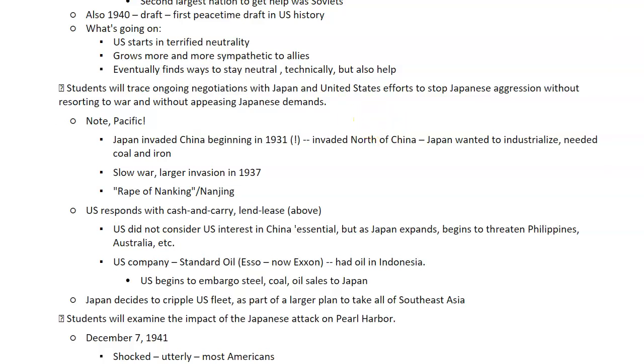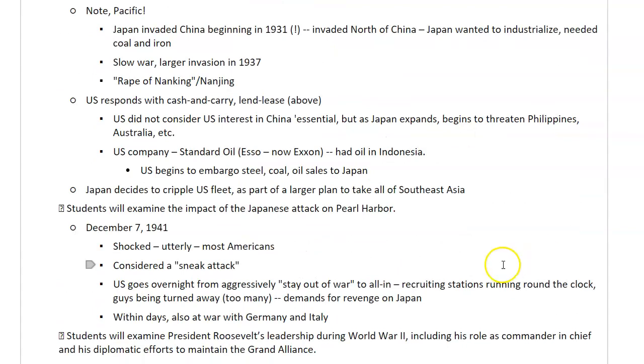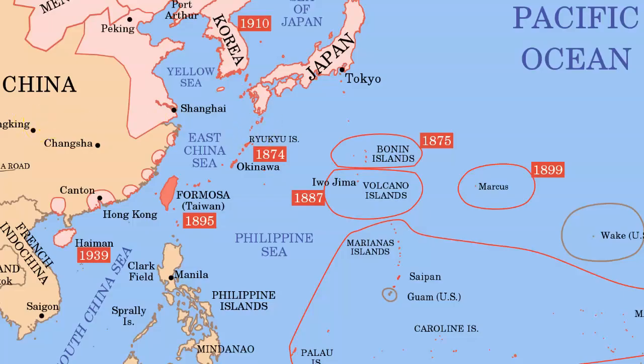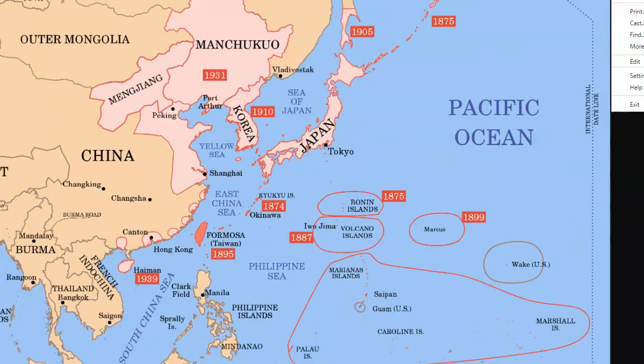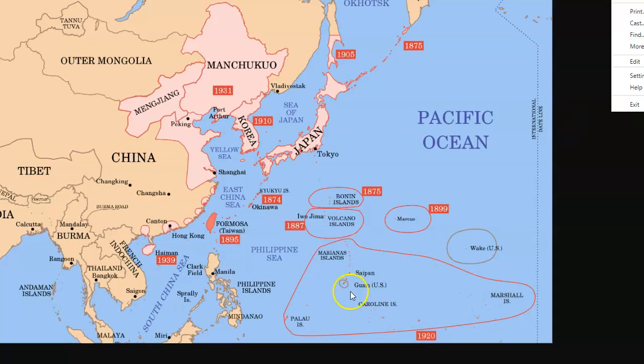Japan had invaded China in 1931, and I'll show you a map here, if I can get this. Let me pull this down. Okay. So there's Japan. And just to remind you, you're smart guys, so you remember this.